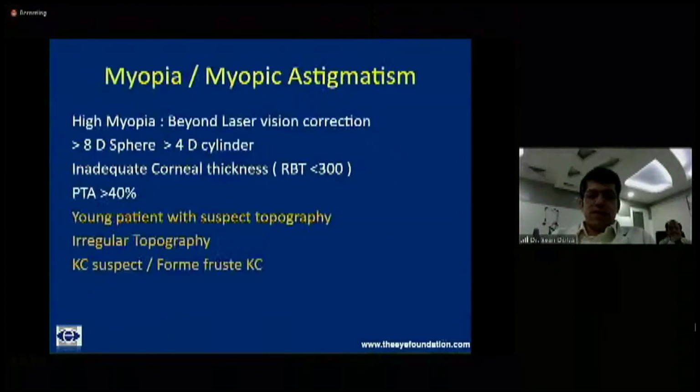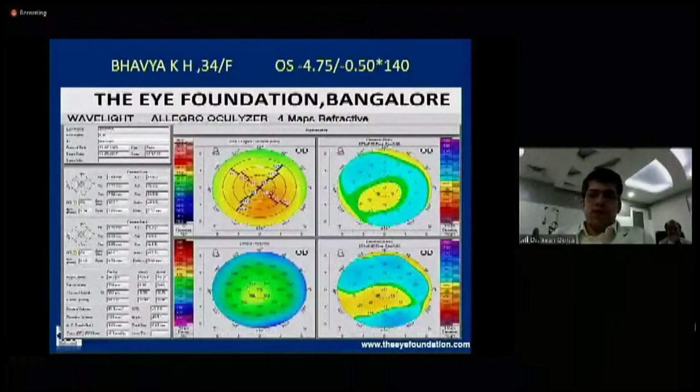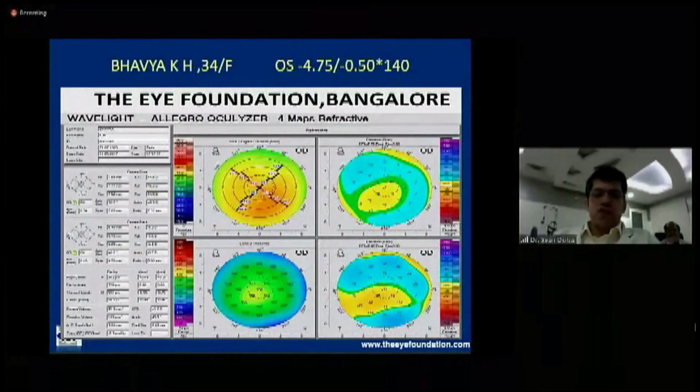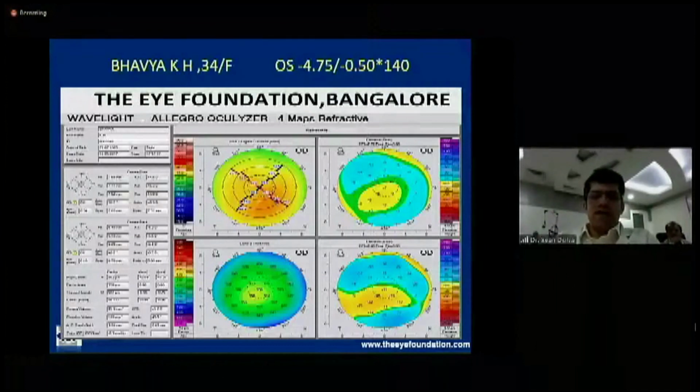The third common indication is a group of patients which have suspect topography in a young patient, an irregular topography, or even a keratoconus suspect or a forme fruste keratoconus. This is a 34-year-old girl who presented with -4.75 diopter sphere and 0.5 diopter cylinder, and just showing how a slight subtle asymmetry in the anterior surface of the cornea along with the posterior float elevation of around plus 32 microns were the only alarming signs.